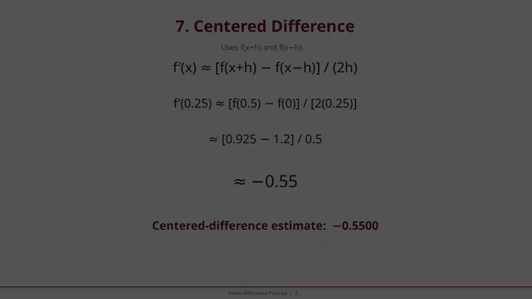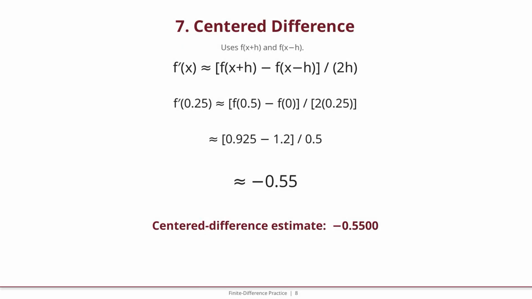Finally, the center difference. We use the formula f of x plus h minus f of x minus h, all divided by 2h. We subtract 1.2 from 0.925 and divide by 0.5. This gives a center difference estimate of exactly negative 0.5500.